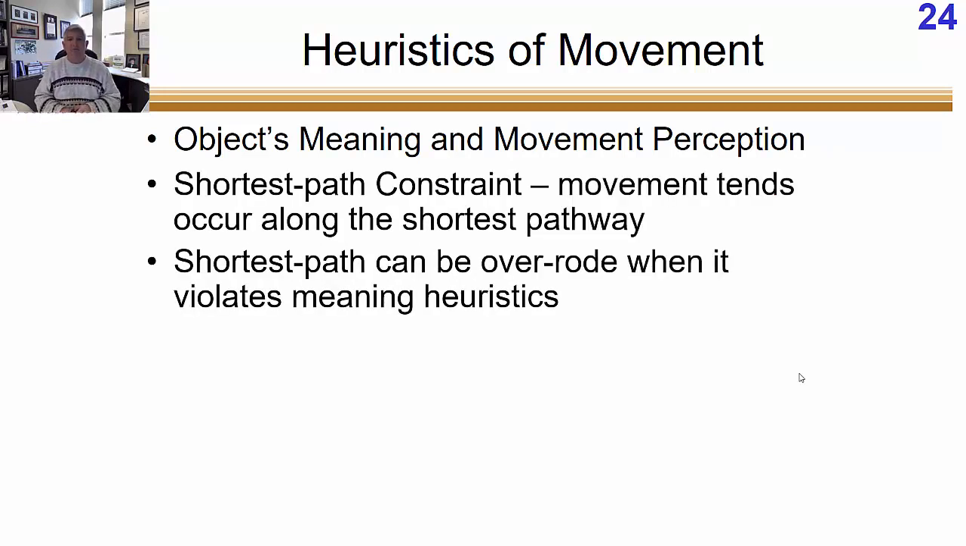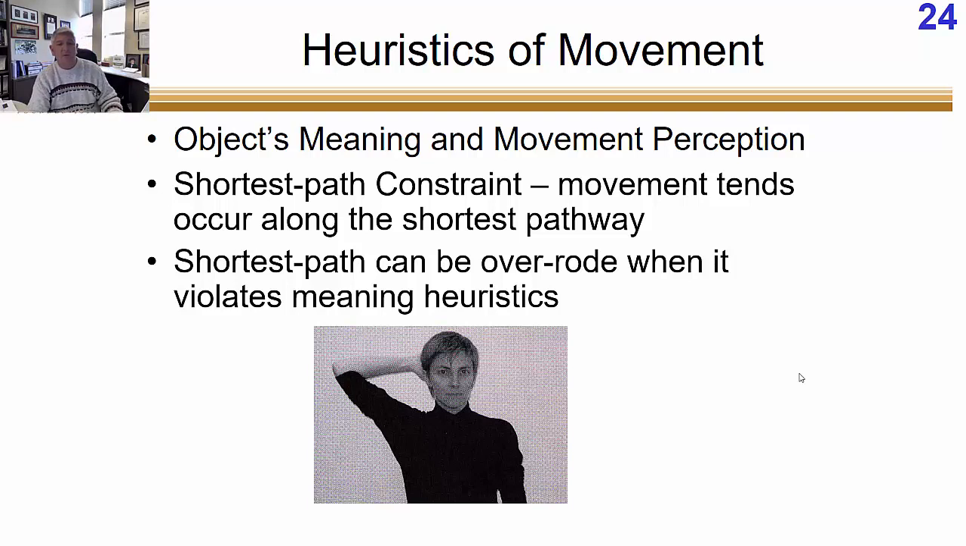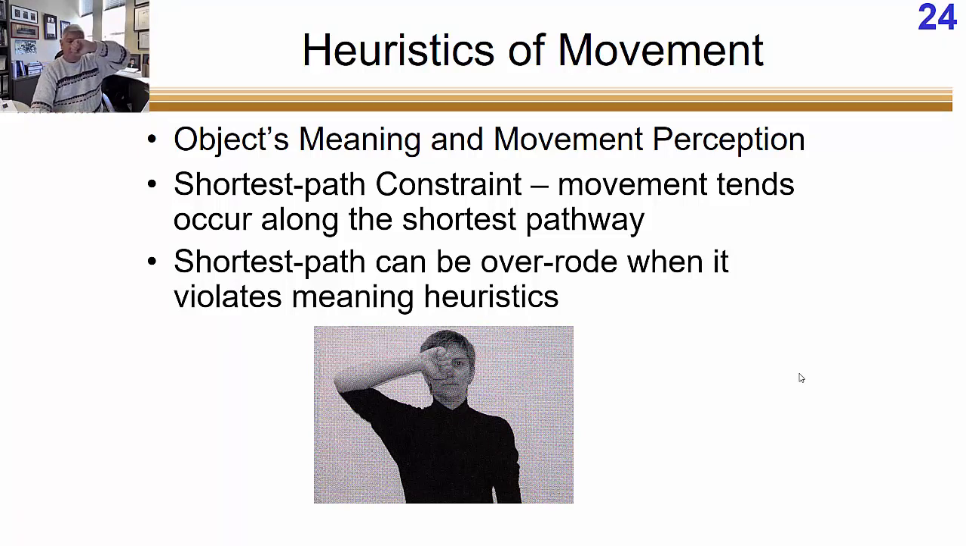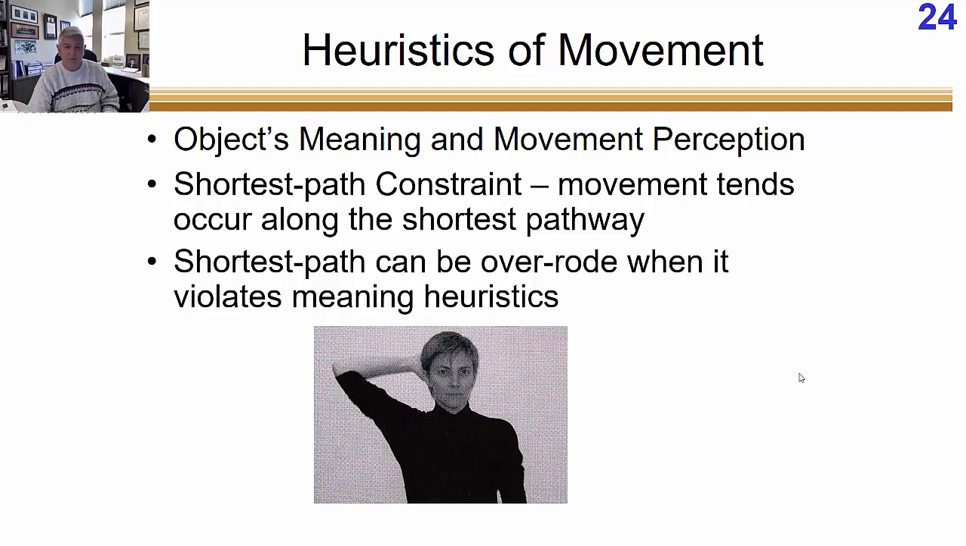We have some other heuristics of movement, like the shortest path constraint. It says that movement tends to occur on the shortest pathway. Now, that shortest path can be overridden if it violates other meaningful heuristics. So if I show you this picture of this woman with her hand behind her head, and then all of a sudden her hand is in front of the head, you don't perceive that hand as coming through the head, right? Because that doesn't happen.